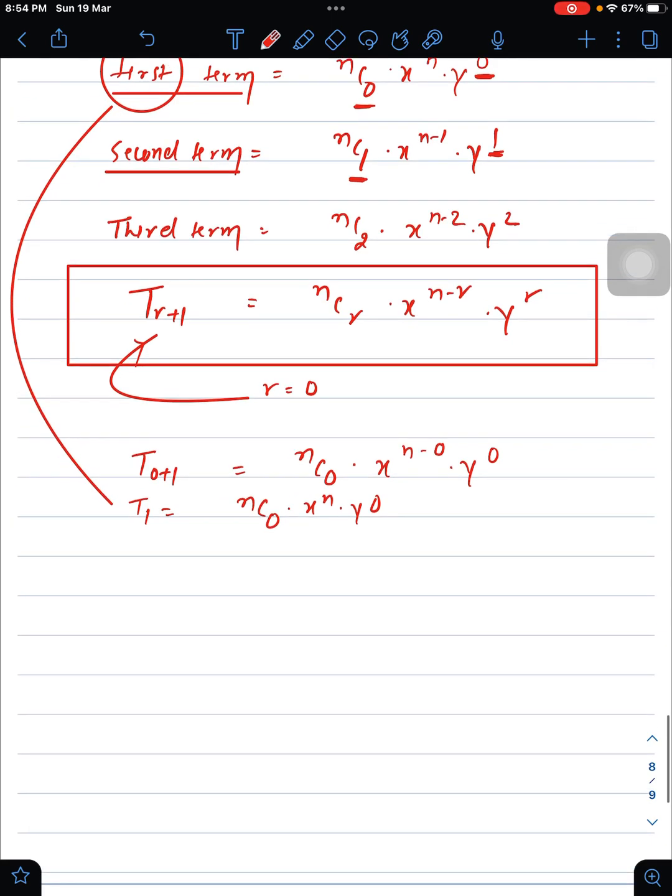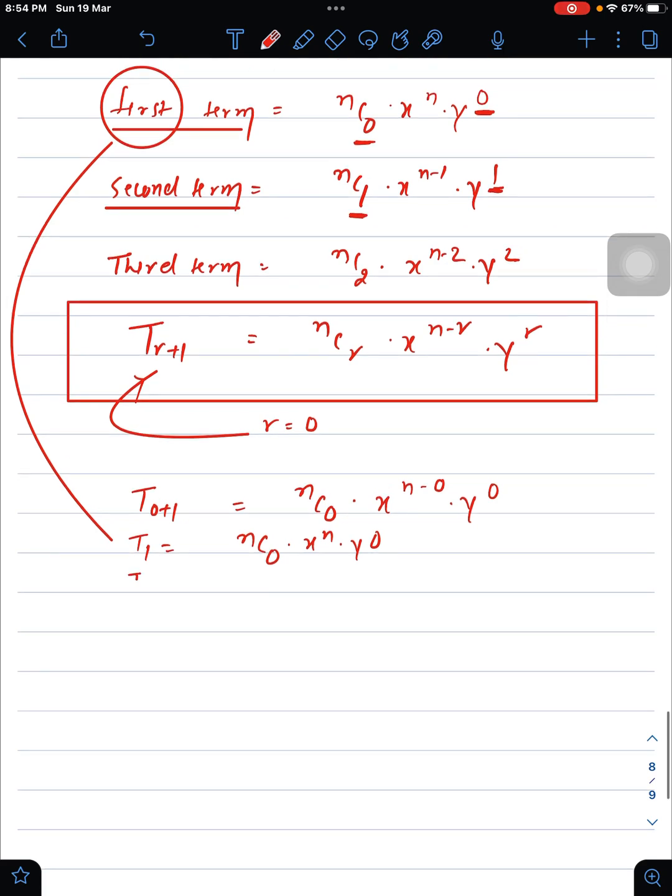Very good. Okay, again. Suppose I have written r is equal to 1. So I will get 1 plus 1, 2. If I am substituting the value, I will get nC1 x to the power n minus 1 y to the power 1. Just observe. We have written the second term which is here.